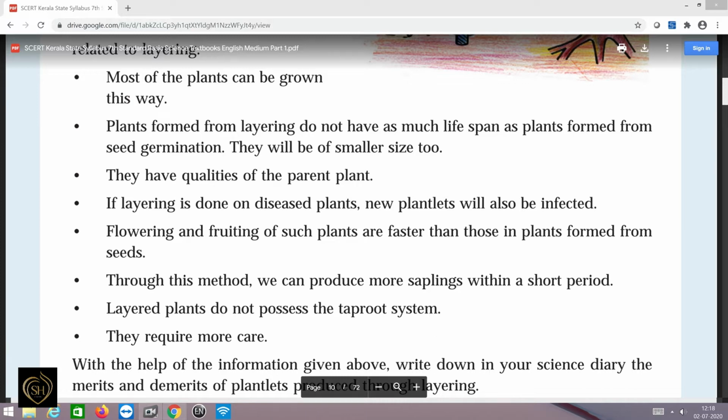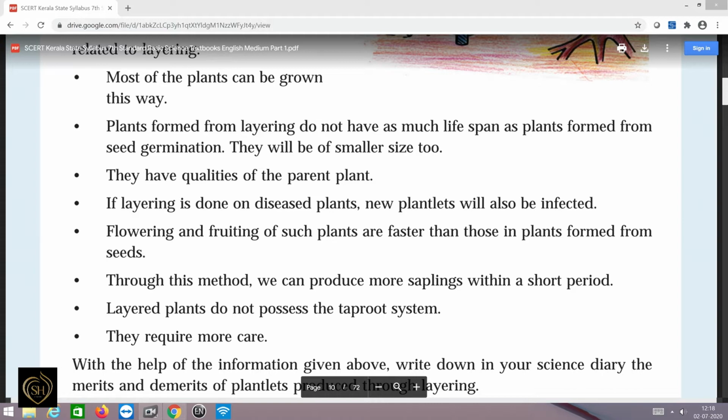First, most of the plants can be grown this way. This way we can produce new saplings in most plants. This is the first merit of layering. And the second merit: they have the qualities of the parent plant.